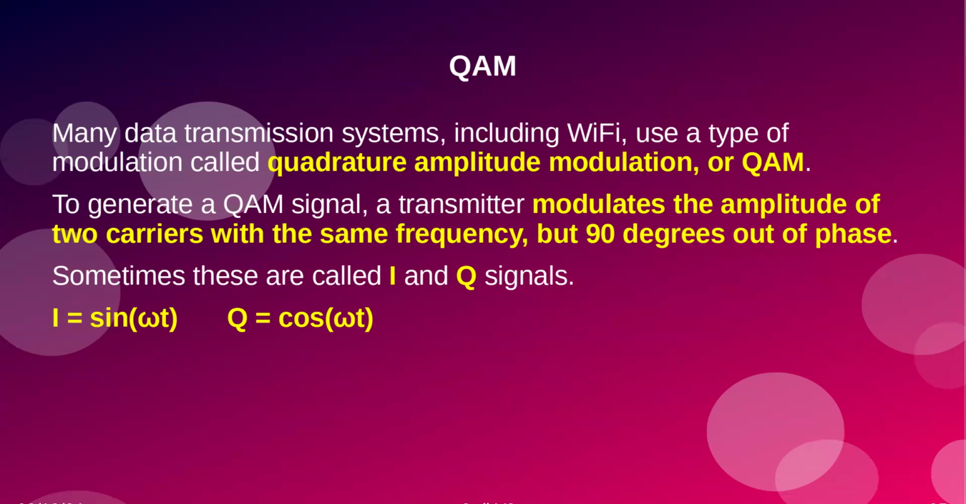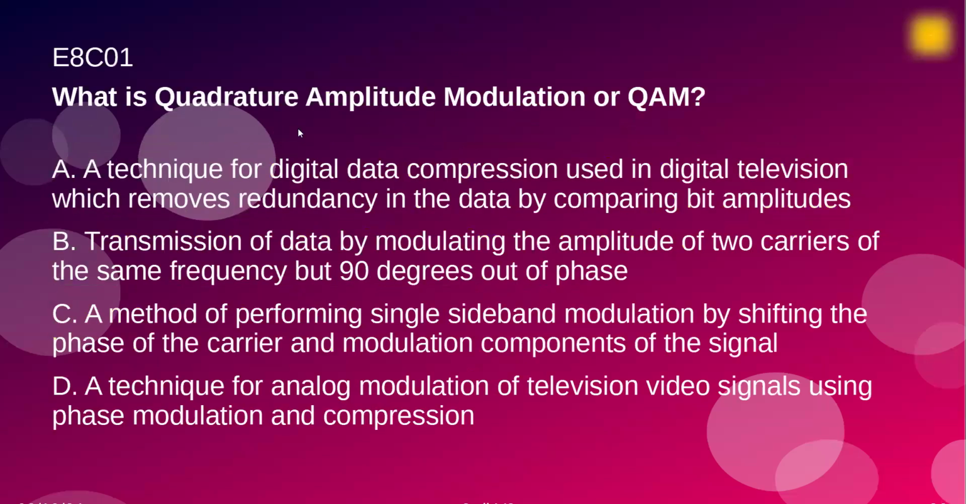It uses QAM, quadrature amplitude modulation, where you have 2 carriers, the same frequency but different phases. So you have an I and a Q, and then you modulate it. Essentially, you're sending the sine and cosine of the wave, so it's easier to decode it on the other end. So what is quadrature amplitude modulation?